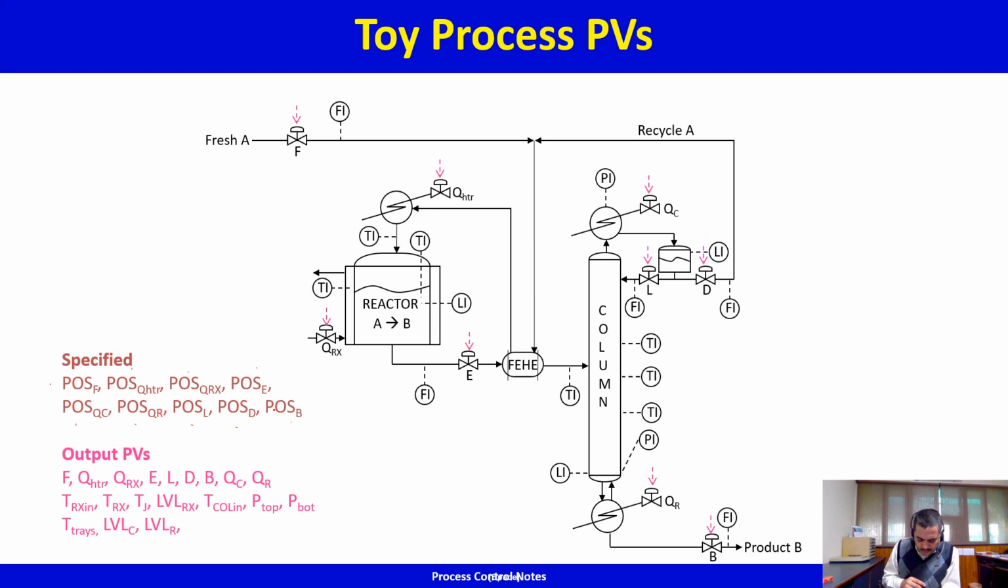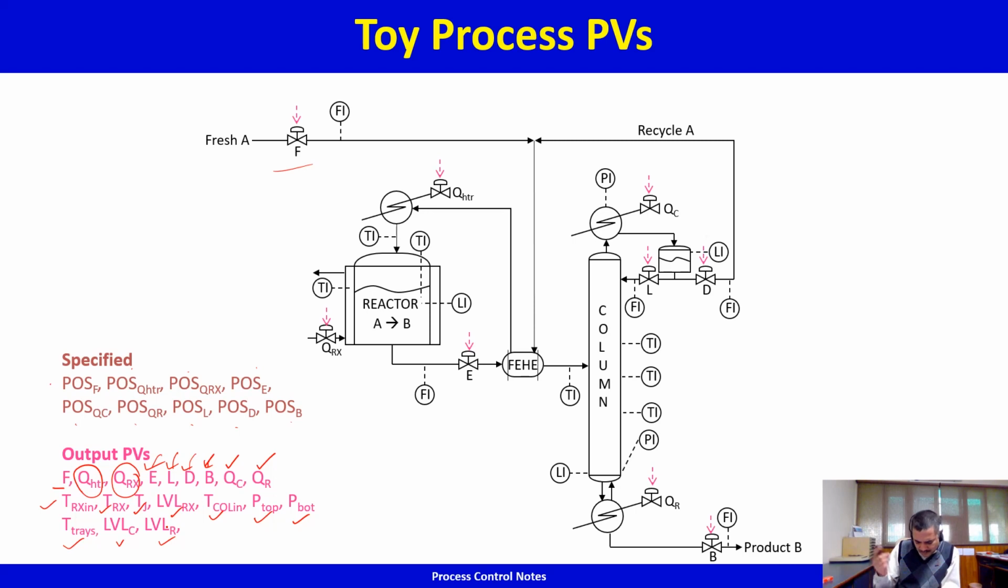In addition, what are the other process variables that we have? Output process variables that we have are the fresh feed flow, the heat transferred in the heater, the heat removed in the reactor, effluent flow rate, reflux rate, distillate rate, bottoms rate, the heat transferred or removed in the condenser, the heat given in the reboiler, reactor inlet temperature, reactor temperature, jacket temperature, level in the reactor, temperature of the stream going into the column, pressure at the top of the column, pressure at the bottom of the column, temperature of the trays, level of the condenser, level of the reboiler, and so on and so forth. These are output process variables for this system.